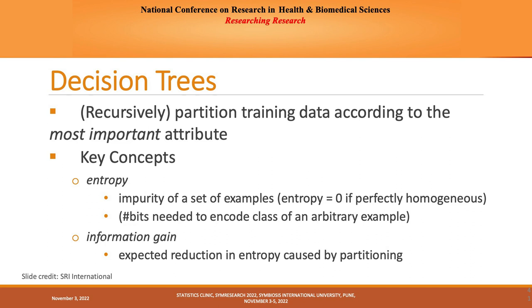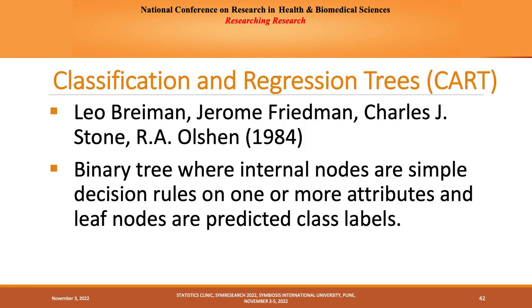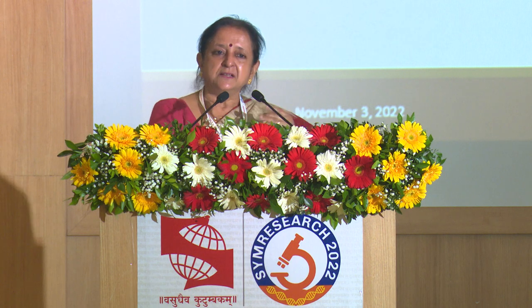Okay, so this is this famous book by Leo Breiman and others, which came out way back in 1984, where they proposed this approach. What this method does, particularly the approach of Breiman, is create something called a binary tree. That means you start with a root node where all the training data is concentrated. You divide the samples at the root node into two at each step. So it's a recursive hierarchical process.